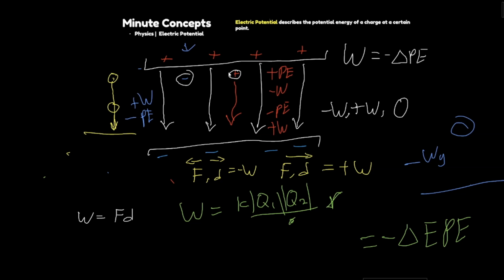For example here, the electric field wants to bring this down, and it's going to go down, so that means that it will do positive work. On the other hand here, the electric field wants this to go down, but it can't go down, so it's going to be doing negative work. So that's literally it.